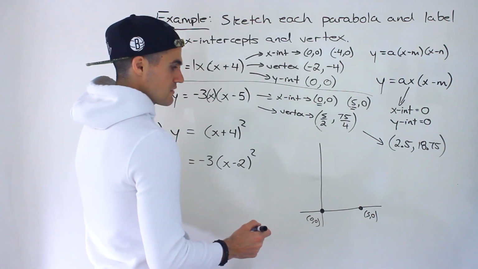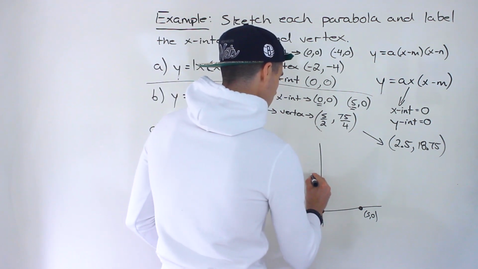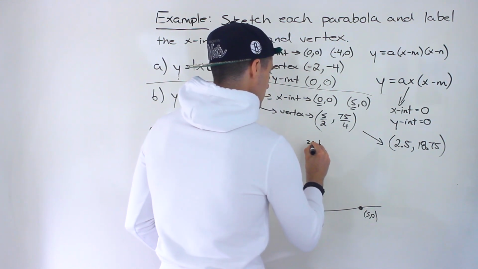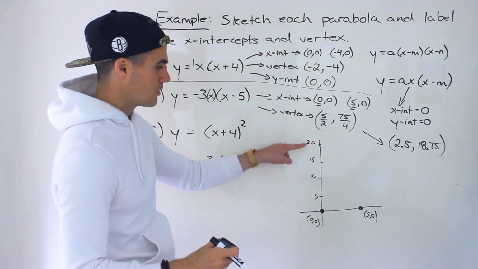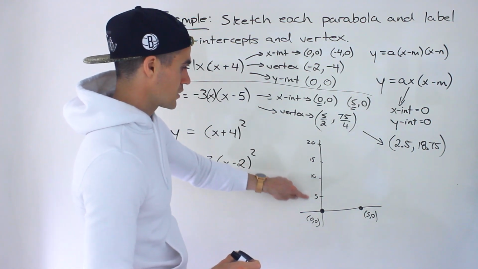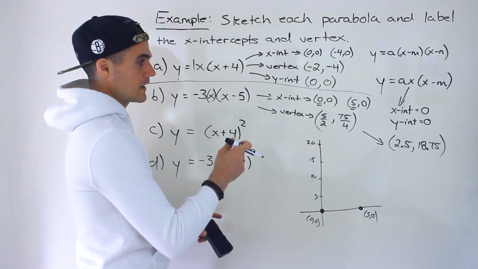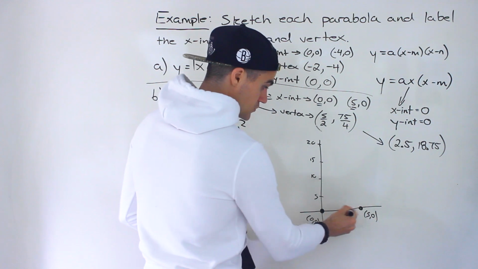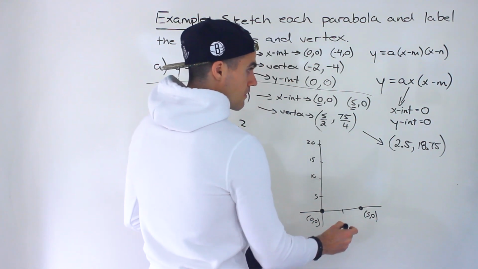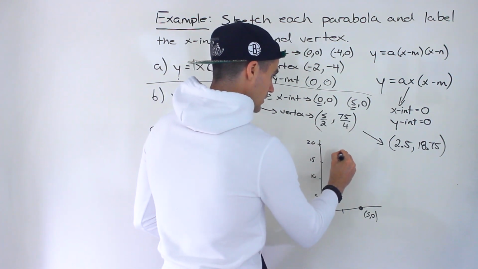And then 18.75, let's maybe go up by 5. So we'll have 5, 10, 15, 20. Okay, if you're using graph paper, you can maybe go up by 2s or 1s. Just to save room here, I'm just going to go up by 5s over here. And so the x value of the vertex is happening in between these at 2.5. So that's like right there. And then 18.75 or 75/4, that's going to be like up here, right?